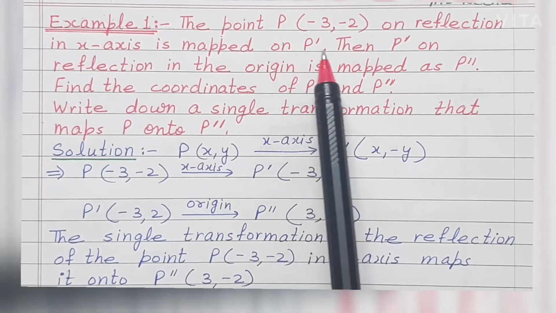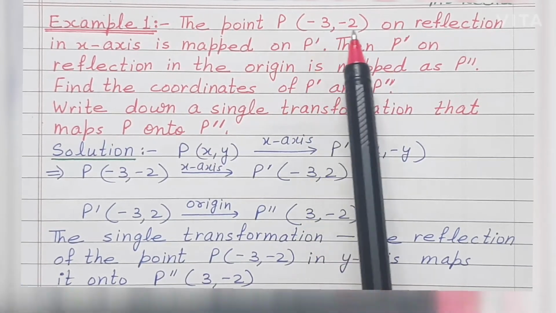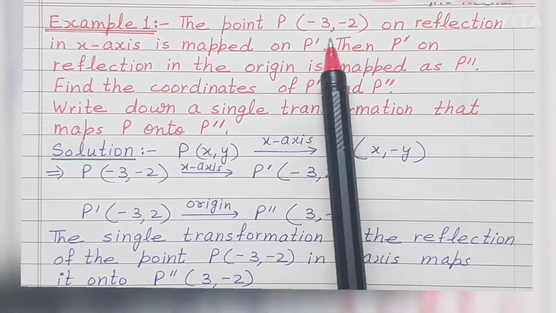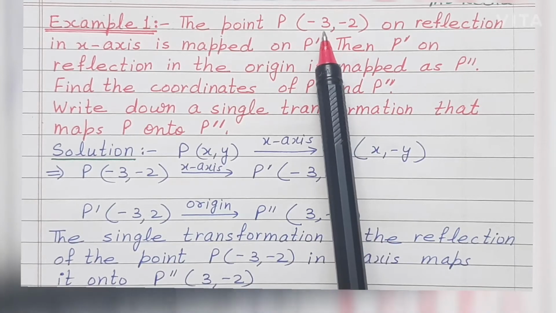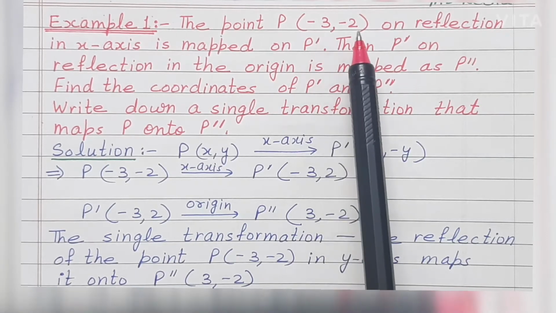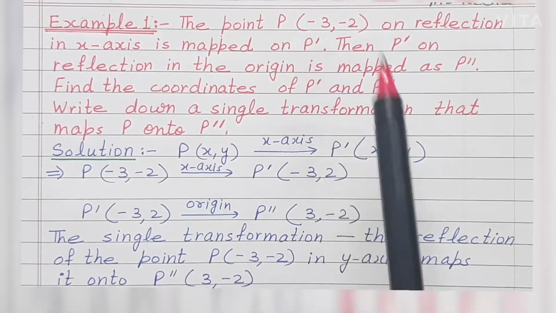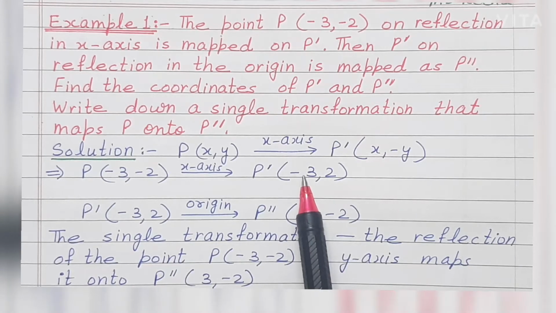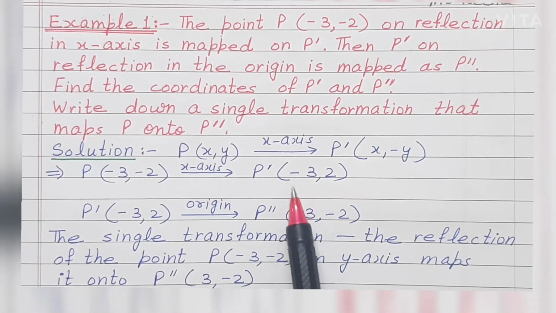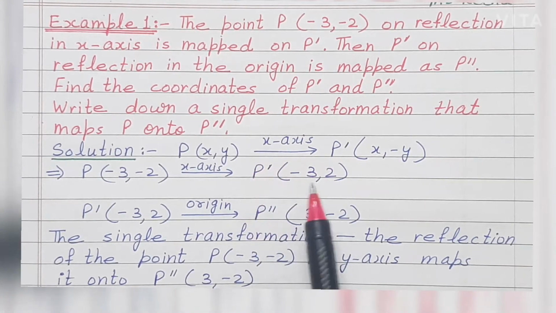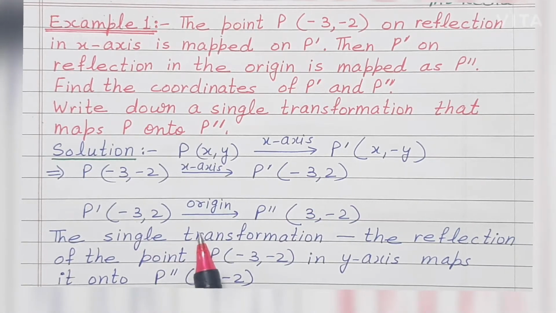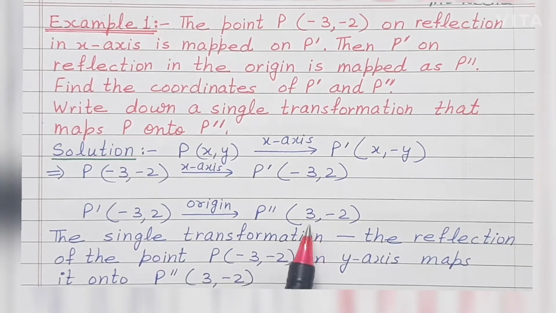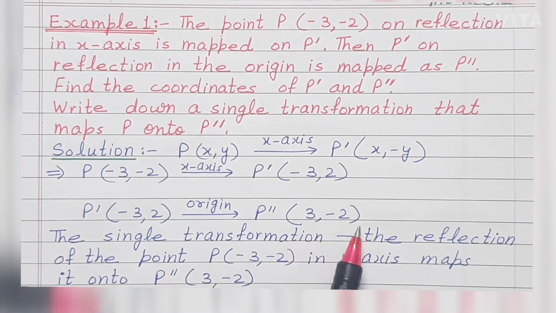See, the coordinate is P (-3, -2). When you reflect this under x-axis, it will become (-3, 2). The sign of y will get changed. Clear? Similarly, when you reflect this point (-3, 2) in origin, then both the signs will get changed. So it is (3, -2).